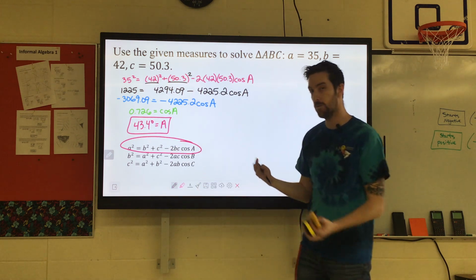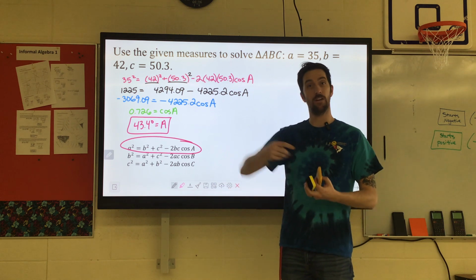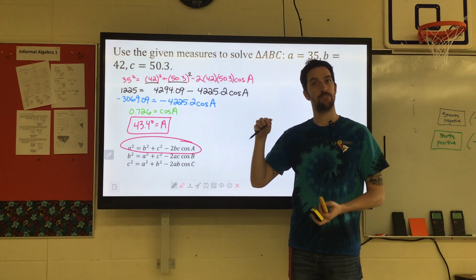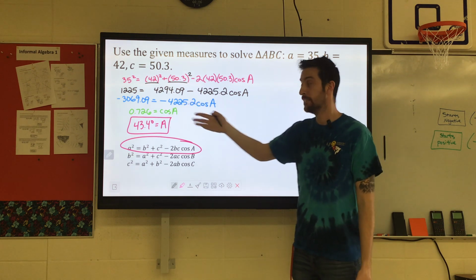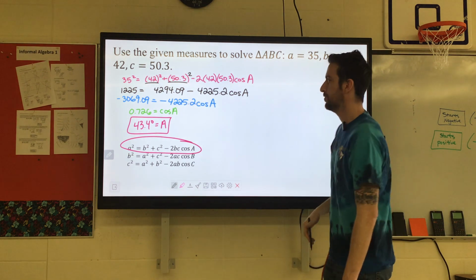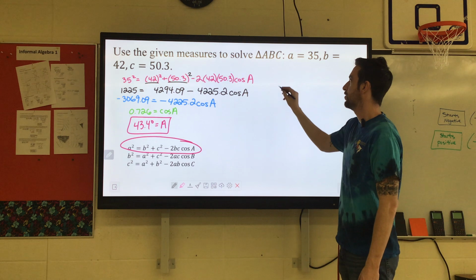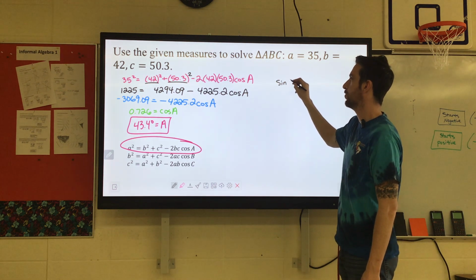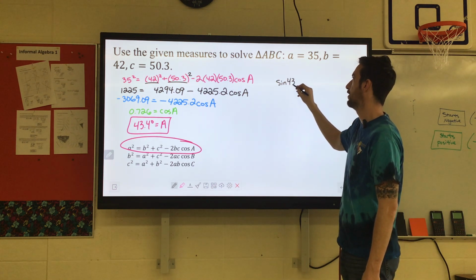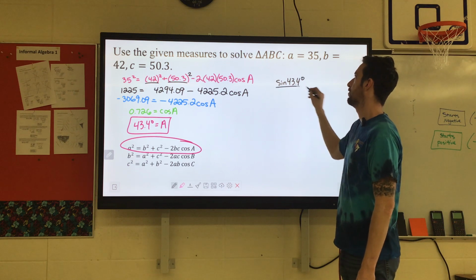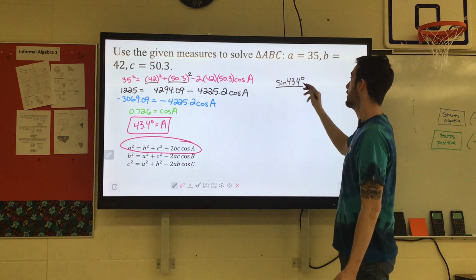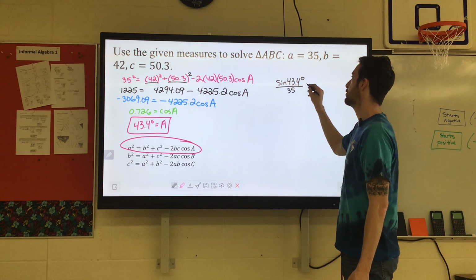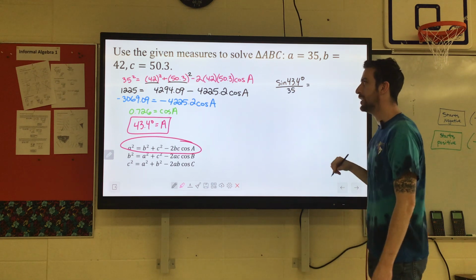Now we have a corresponding side and angle. So you could hop back to the law of sines if you want. You can keep using this thing. I'm going to use the law of sines. So sine of 43.4 over its corresponding side. That was angle A, so it corresponds with side A, 35. And we could just pick another one. Let's work on B next.